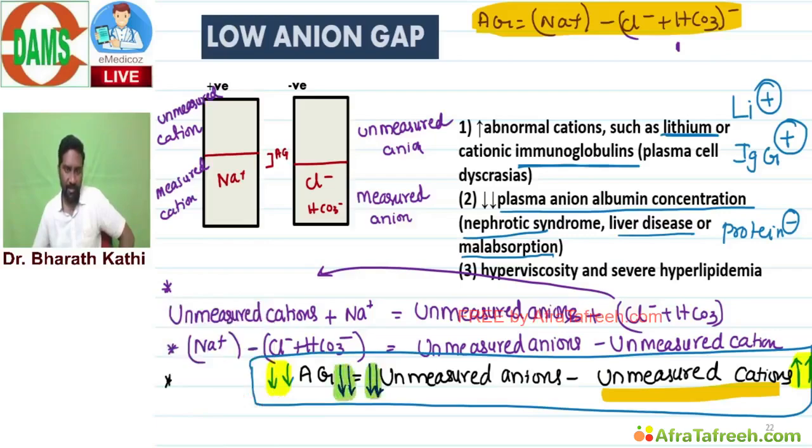What are the unmeasured anions? Those are nothing but albumin. What unmeasured cations can increase? Lithium can increase, cationic immunoglobulins can increase in plasma cell disorders.